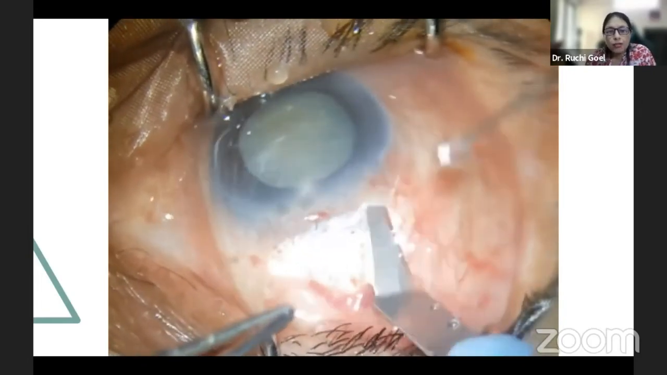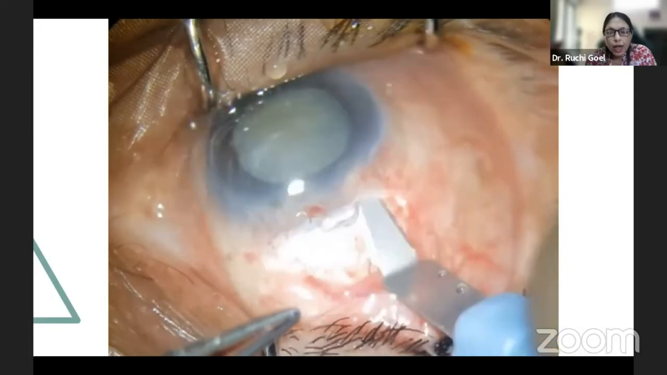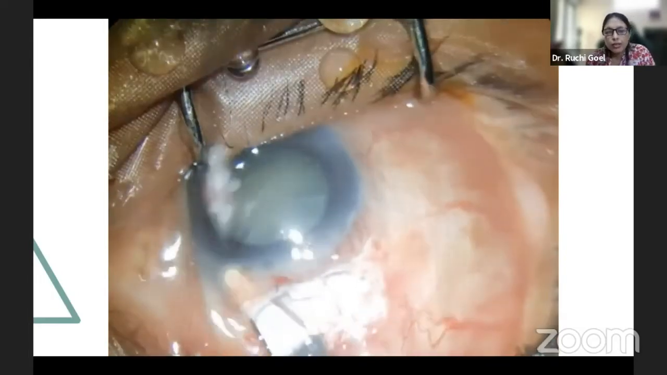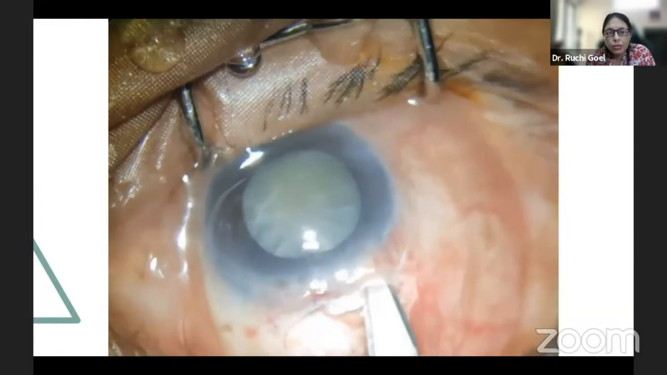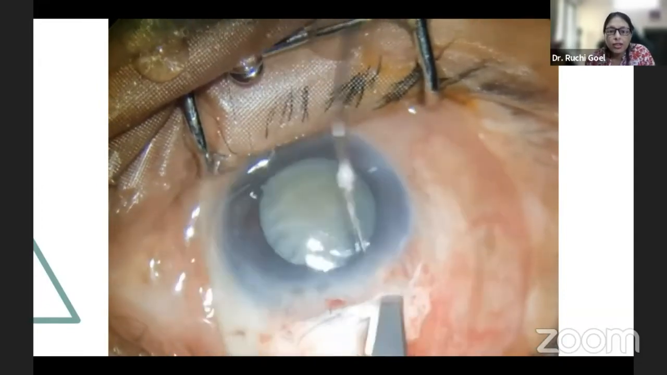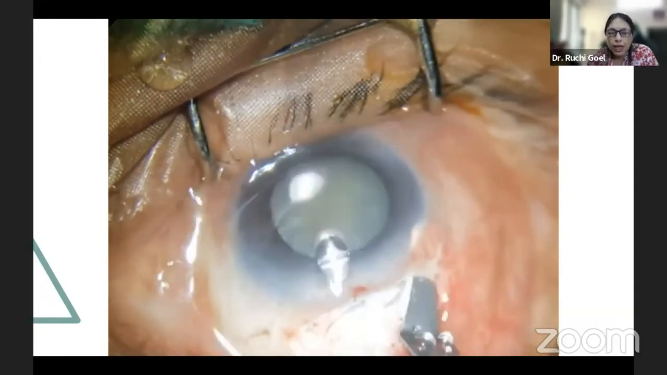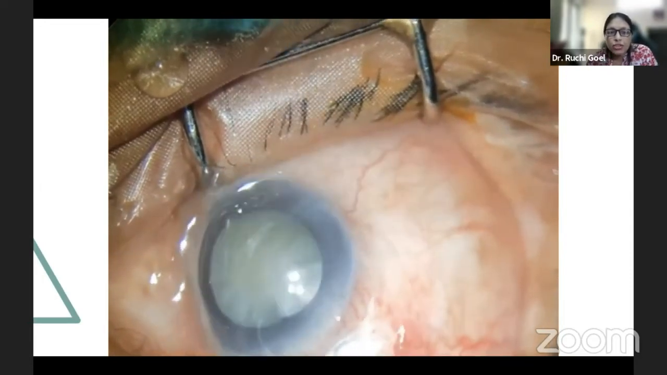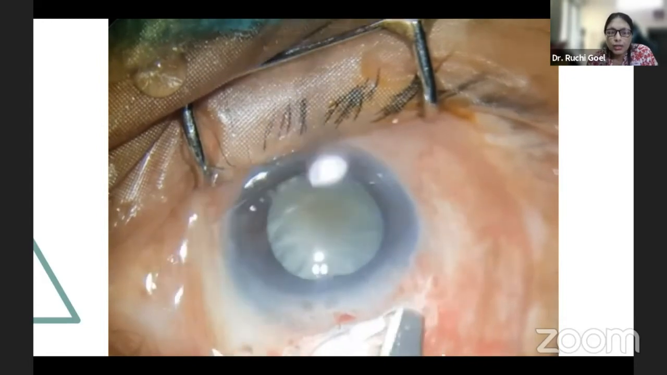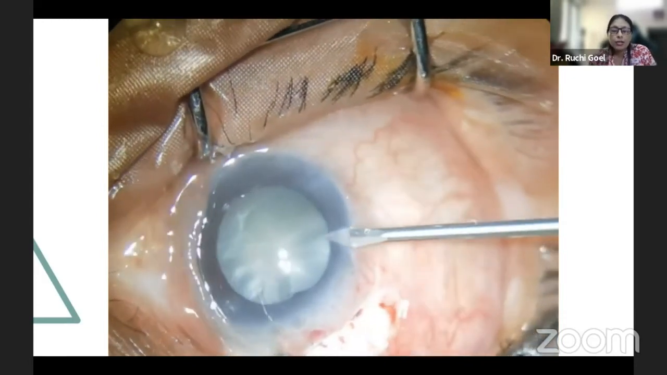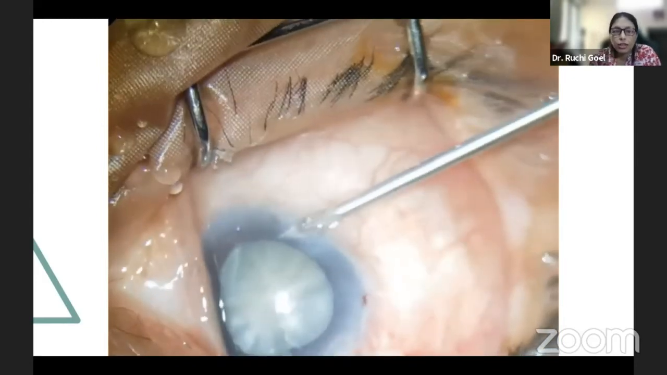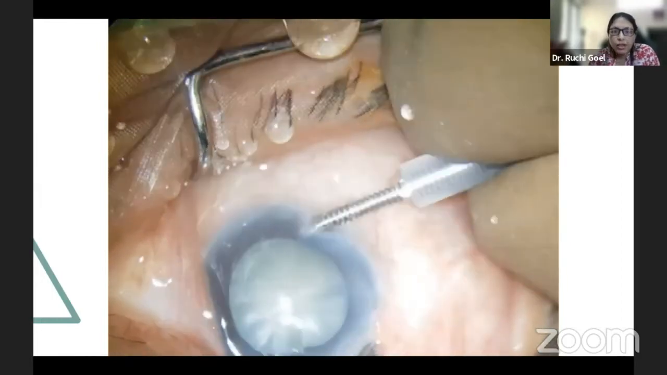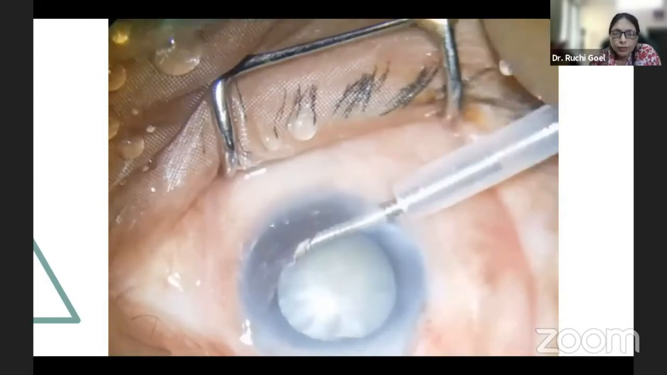So this is the dissection of the tunnel, and as described earlier also, the tunnel dissection has to be very careful. This is a patient where you can see the Herbert pits. So sometimes you have a problem in dissection, so you have to be very patient when you're doing this, because old trachoma scars hinder the dissection of the tunnel also. So this is the anterior chamber maintainer being used again.